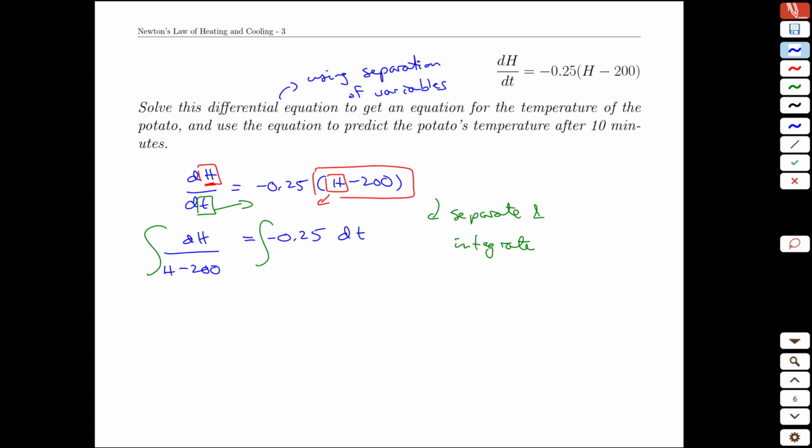This is a linear function on the bottom. It's like 1 over x. So we're going to get ln absolute value of h minus 200. We can double check when we differentiate, we get back to this. The right-hand side, we end up with a constant with t as our variable, means we have t as the multiplier. And both integrals could have their own plus c's, but we can agglomerate those into a single plus c on the right-hand side. Last but not least, we're going to solve for h, the temperature of the potato.